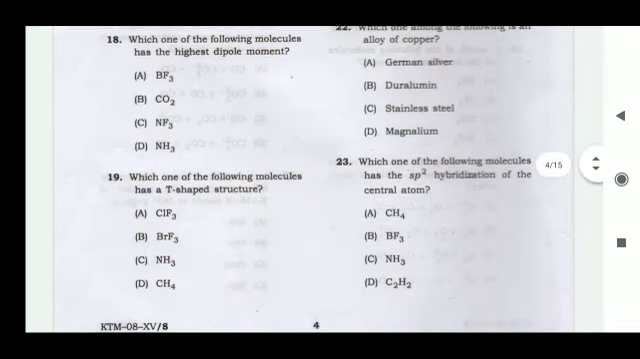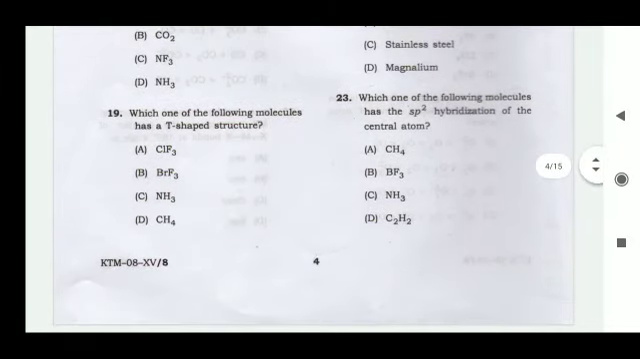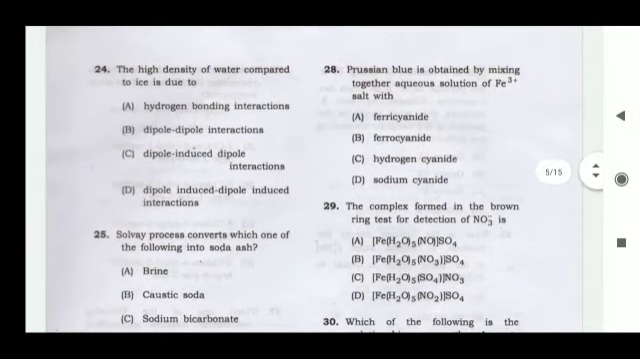German silver contains copper. Which one of the following molecules has sp2 hybridization of the central atom? First option CH4, it is sp3 hybridized. BF3, it is sp2. NH3 sp3. C2H2, it is sp hybridized. So option B is correct, BF3. Next question, the high density of water compared to ice is due to, option A, hydrogen bonding interaction. Obviously this is the correct option.